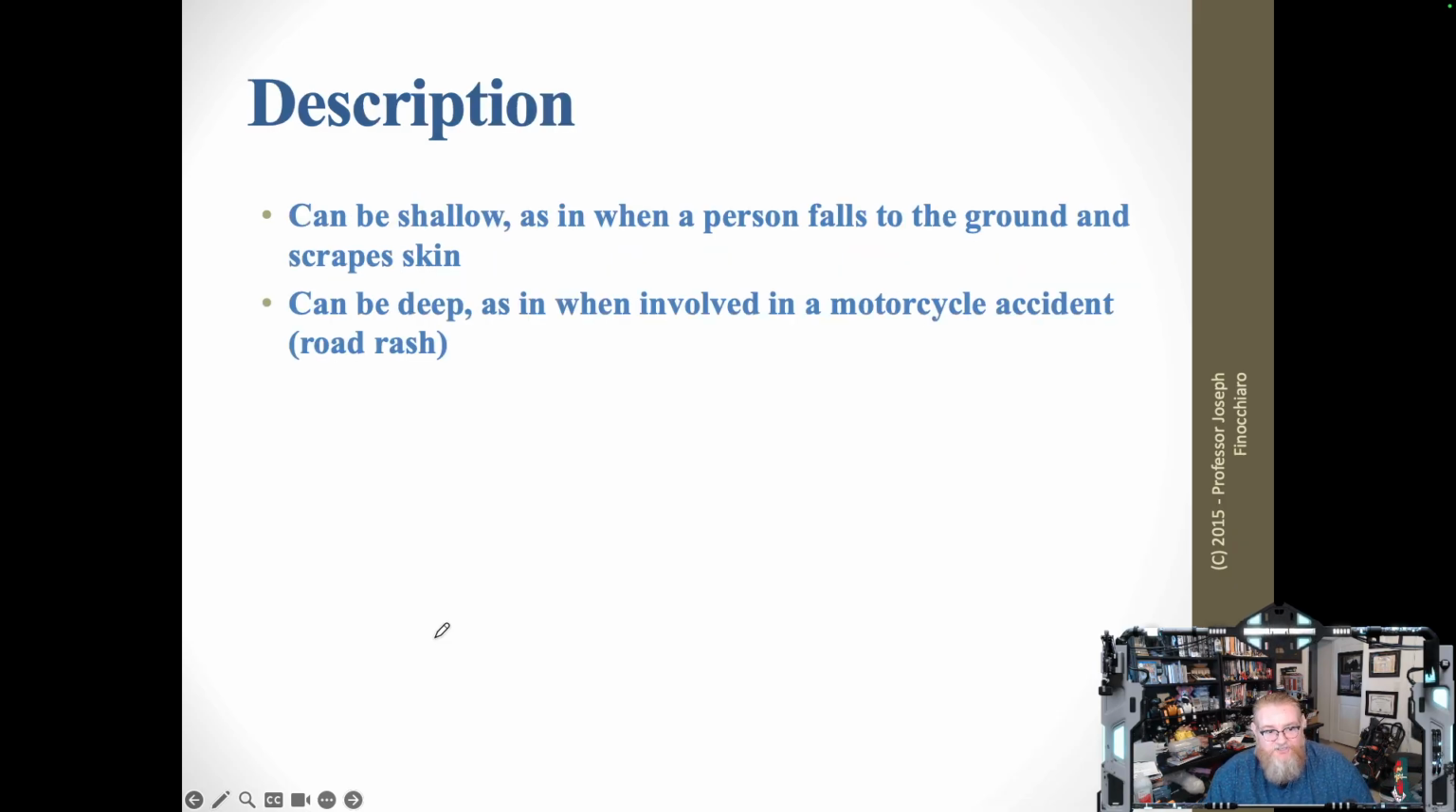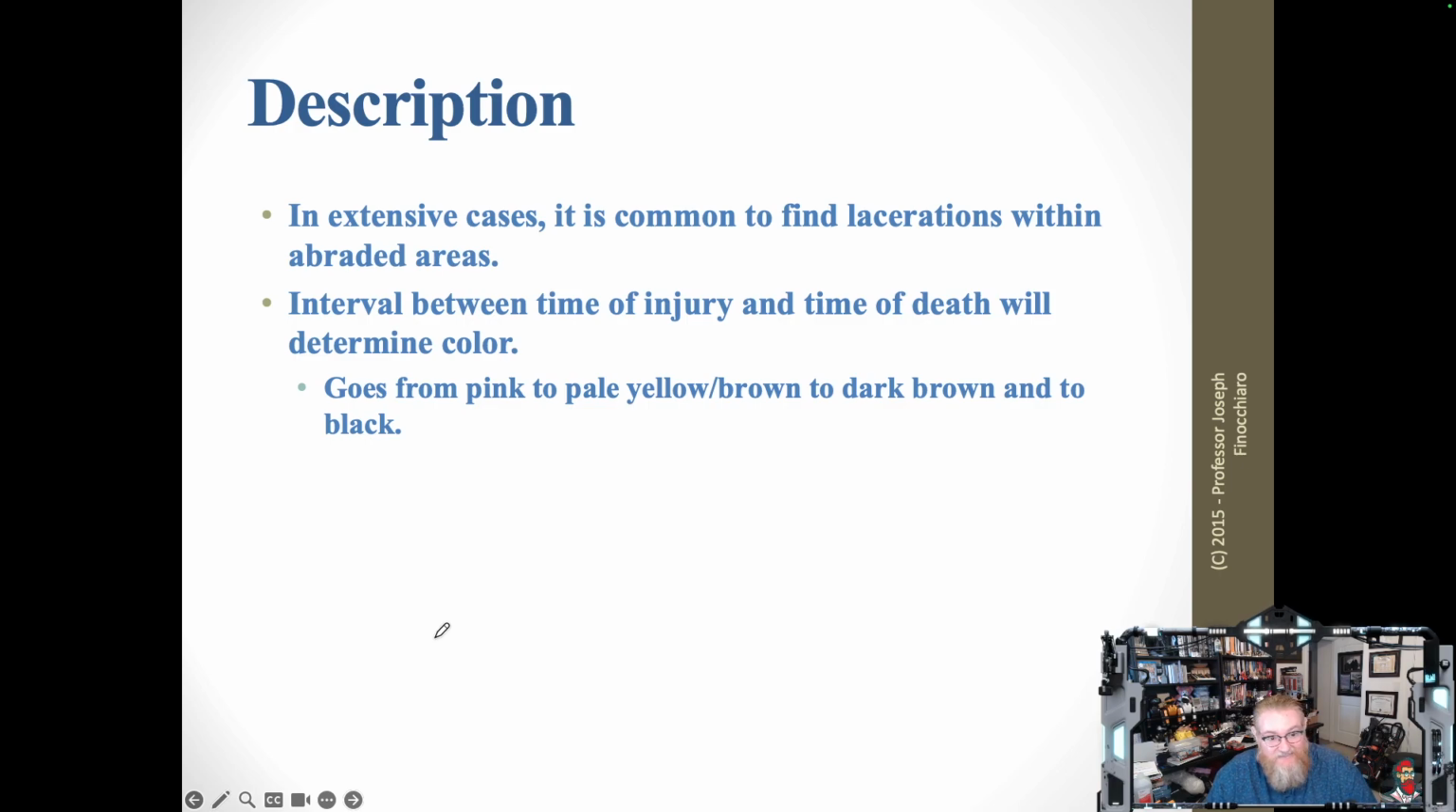So, abrasions can be shallow, as in when a person falls to the ground and scrapes skin, or they can be deep, as in a motorcycle accident, commonly known as road rash. In extensive cases, it is common to find lacerations within the abraded areas. And the interval between time of injury and time of death will determine what color the abrasion is. They go from pink to pale yellow, maybe brownish, to a dark brown, and then to black. So, very important you understand the color change progression with abrasions.